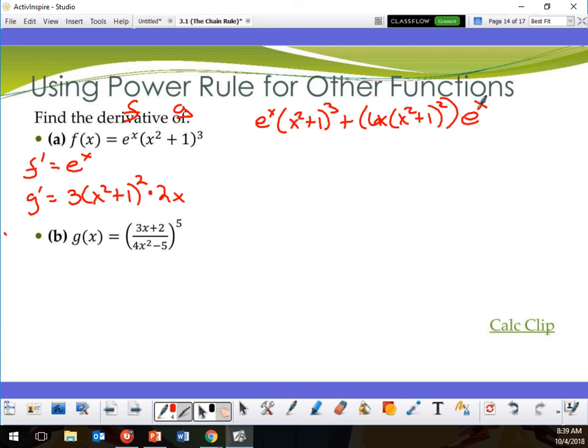Okay? The only thing that you could do with this mess is actually factor out those e to the x. Unless you feel like expanding the cube or expanding the square and doing all the distribution that goes along with this. You don't have to though. So the only thing that you would do is say e to the x times x squared plus 1 to the third plus 6x quantity x squared plus 1 squared. Like that. That's the only thing that you would do is take the e to the x out.